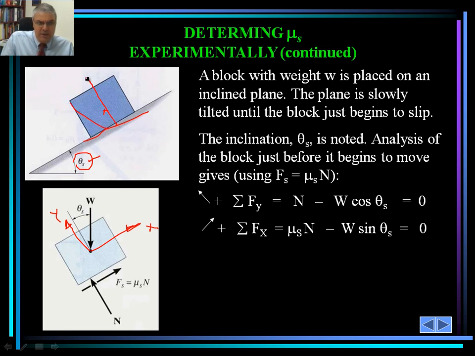It is supposed to be 90 degrees. So this would be our x and y axis, and we can really locate it anywhere. But we take the summation of forces in y, we set that to 0. As such, N minus W cosine of theta sub s would be 0.